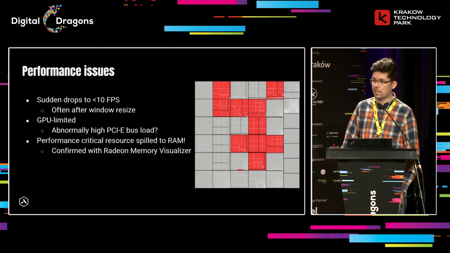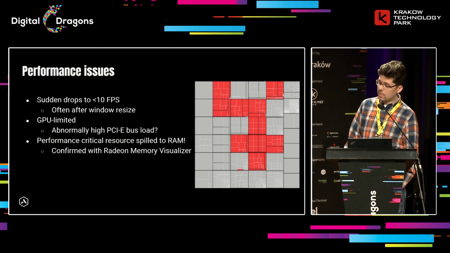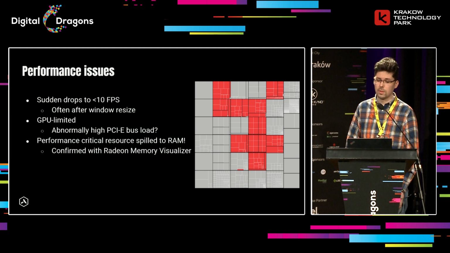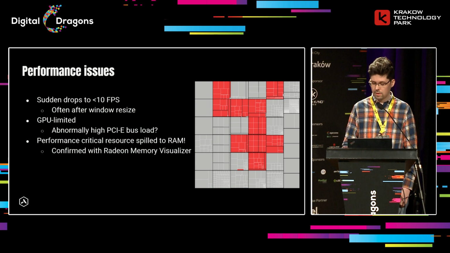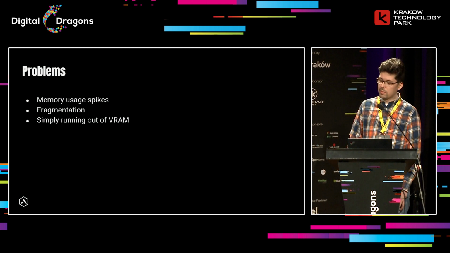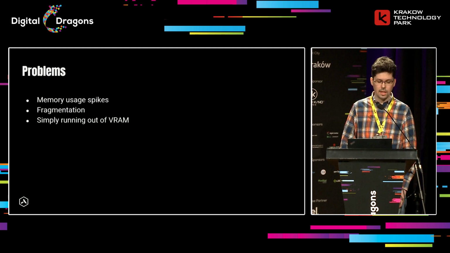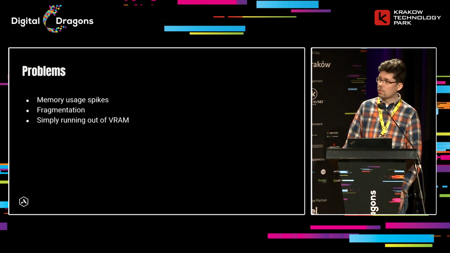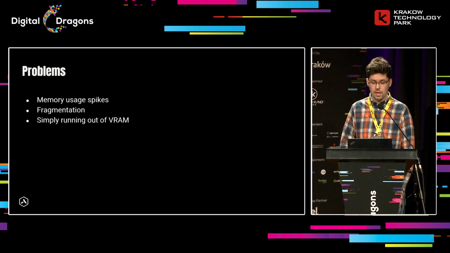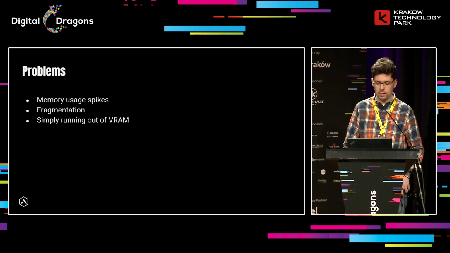And we can actually confirm this conclusively using the Radeon Memory Visualizer. As you can see in this image here, we have quite a lot of entire blocks that have been paged out to system RAM because they don't fit in VRAM. So the problems that we managed to identify as the cause of this excessive paging were memory usage spikes, fragmentation, and then simply running out of VRAM. I'm going to go through those three problems and some of the solutions that we tried to improve this.